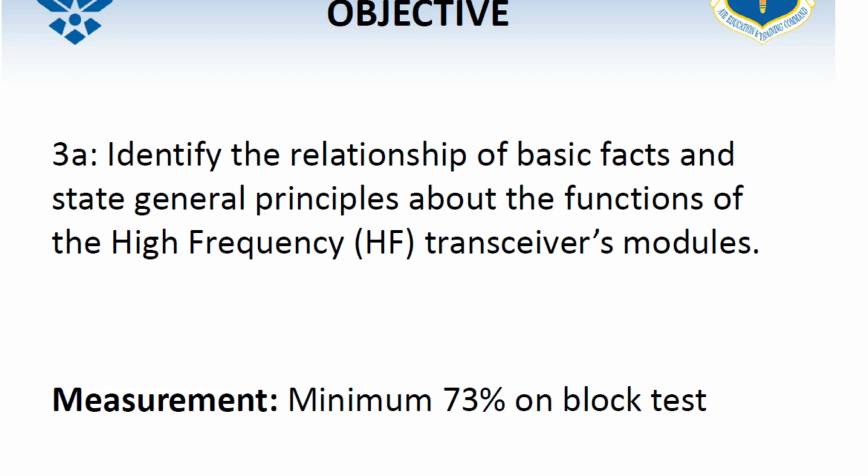This is Block 2, Section 3 Alpha. We are going to identify the relationships of basic facts and state general principles about the functions of the high-frequency HF transceiver. The minimum score for your test is 73% for the block test. However, y'all are going to do a lot better than that.